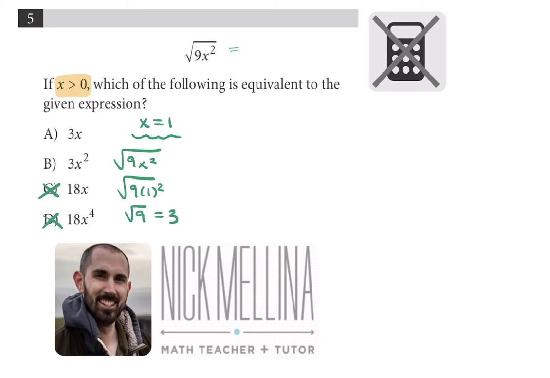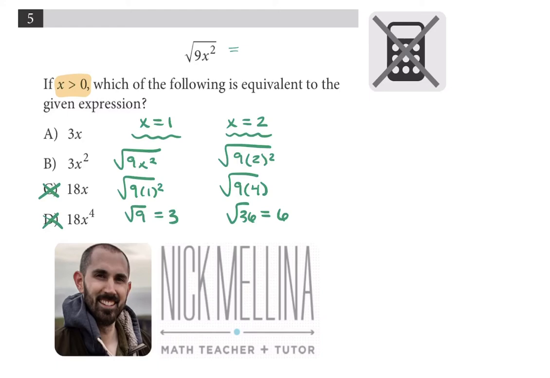Now, if we were to plug 1 into A or B, we would both get the value of 3. So far, A and B work for the value x equals 1. Now we're trying to see if that works for all x values greater than 0. So let's try x equals 2. If we were to plug that into the square root of 9x squared, we would get the square root of 9 times 4. Order of operations, we have to square first, which gives us the square root of 36, which is 6.